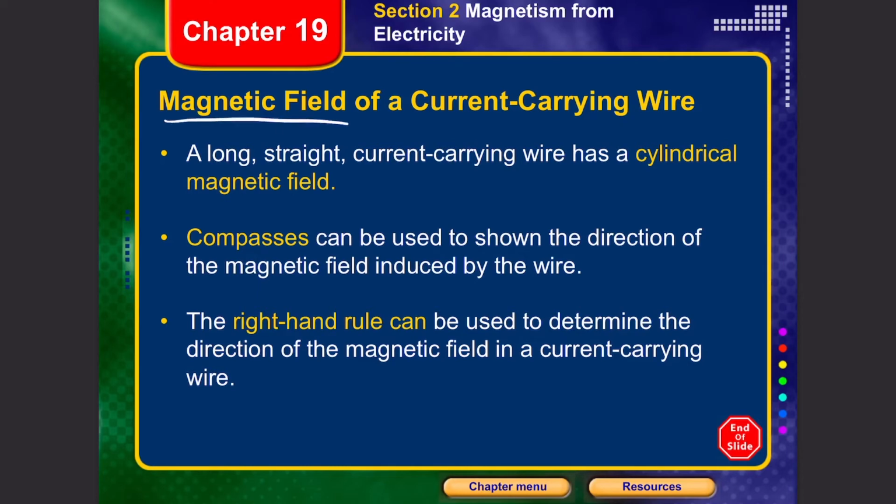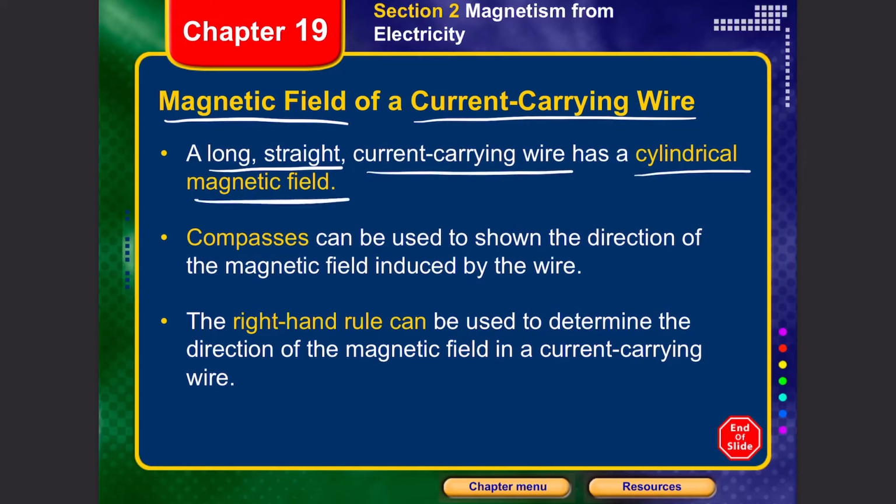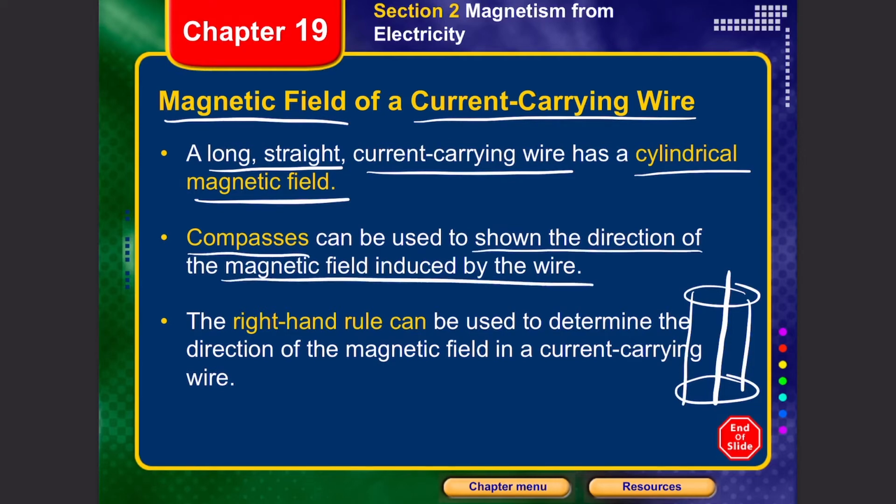Let's discuss the magnetic field of a current-carrying wire. A long straight current-carrying wire will have a cylindrical magnetic field. If you have a wire like this, the magnetic field is cylindrical around the wire. Compasses in general can be used to show the direction of the magnetic field that is induced by the wire. We use the right-hand rule to determine the direction of the magnetic field in a current-carrying wire.